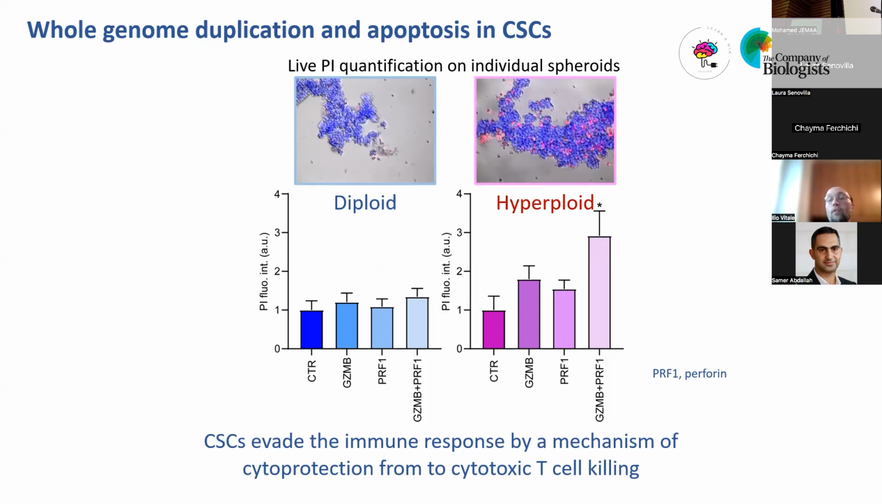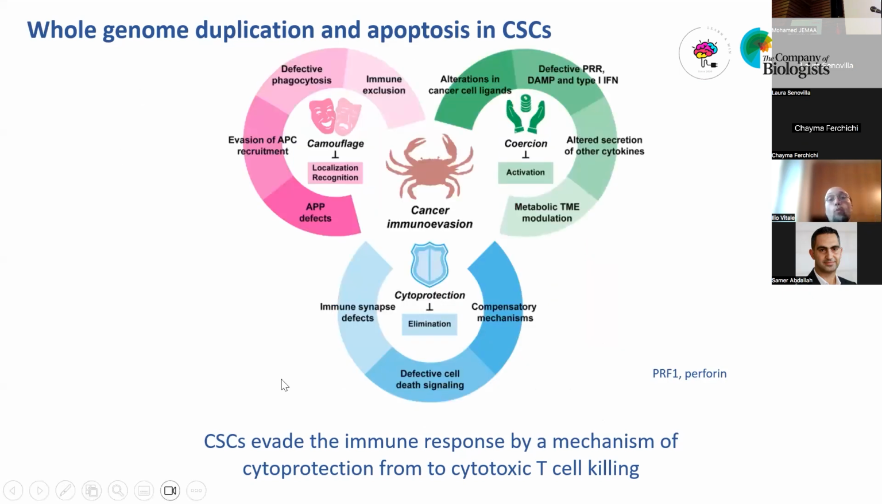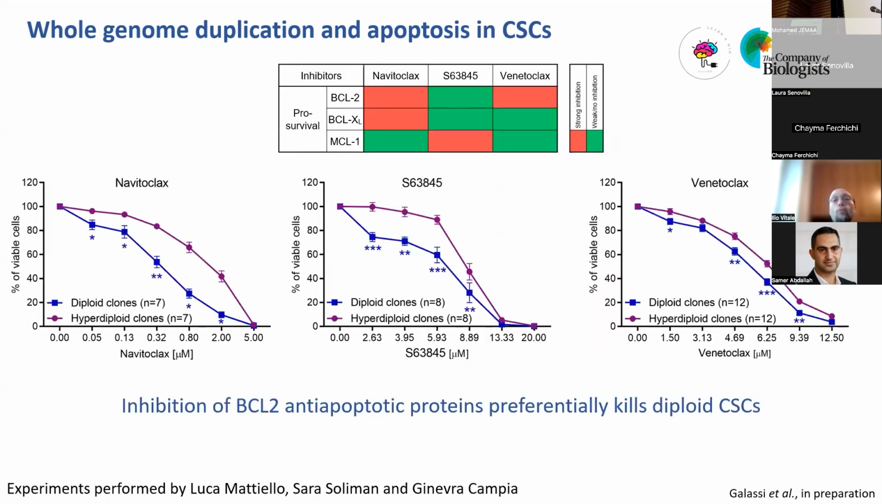We are studying the reason for this result, and we are in the blue part of our immune escape mechanism. It's a cytoprotection mechanism with a defect in the immune synapse, and so a defect in cytotoxic T cell killing. The second result was related to the fact that we observed that diploid cells are more prone to undergo mitochondrial apoptosis than tetraploid, hyperploid clones.